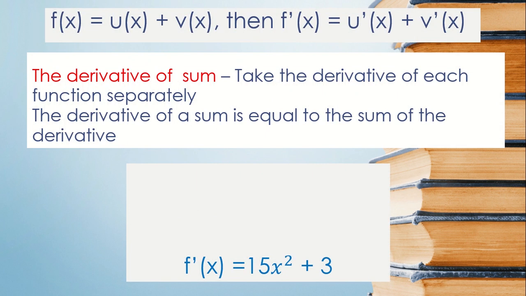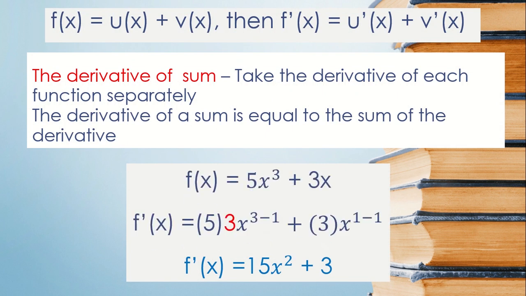Next, the derivative of the sum. So, yung derivative of sum, we just take the derivative of each function separately. Ibig sabihin, by function, kukunin natin yung derivative niya, isa-isa. By function, kukunin natin yung derivative niya and then we just add kung possible man siyang i-add at the end pag na-solve na natin.